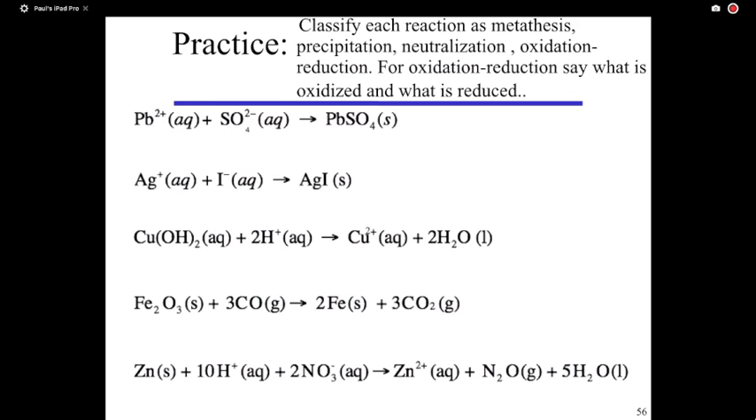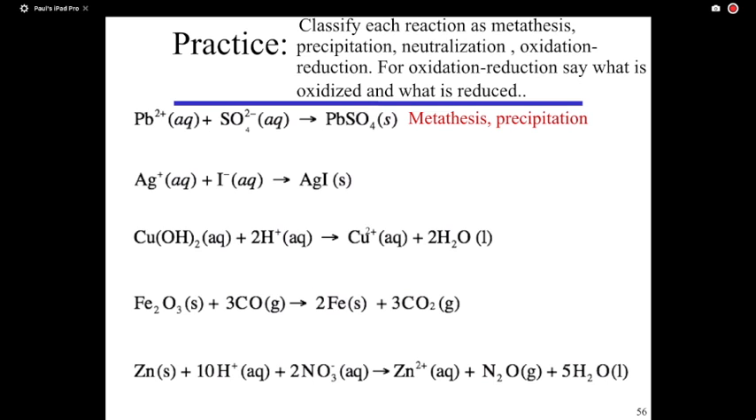It's a what? It is two things we can label it as. It came from a metathesis reaction, but the particular type of metathesis reaction is a precipitation. We formed a solid at the end, which is precipitation.